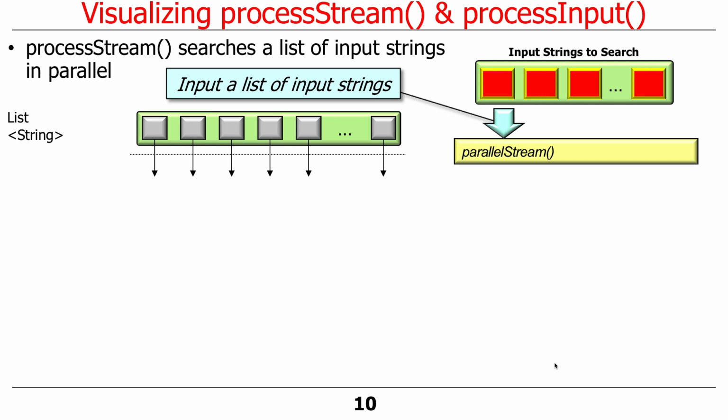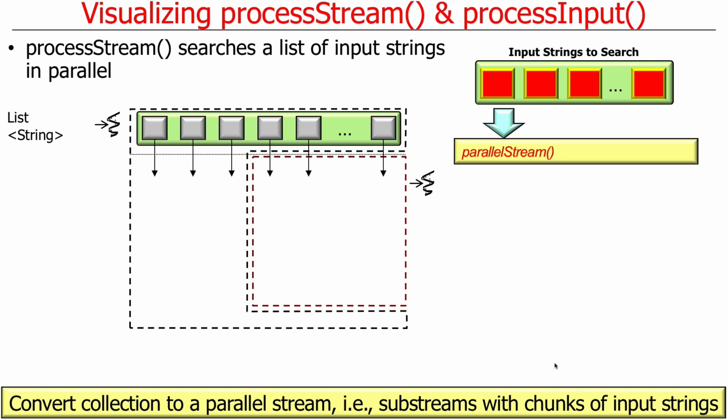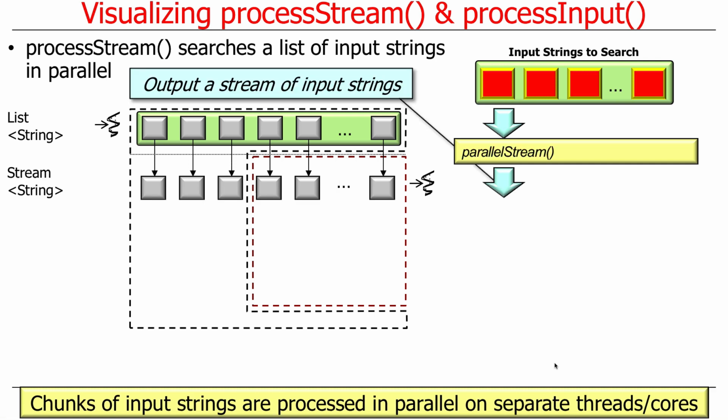For the sequential version, we take a list of input strings, one string for each work of Shakespeare. And when parallelStream is called, it's a factory method that converts that list collection into a parallel stream. What that means is you've got a bunch of substreams with chunks of input strings, and that decomposition process continues essentially until you have a single string. That single string will then be handed off internally to the fork-join pool to do its thing.